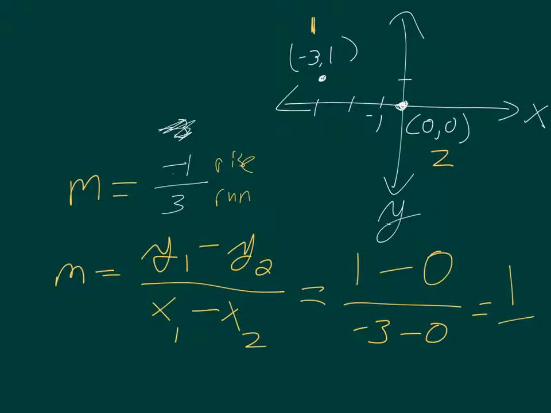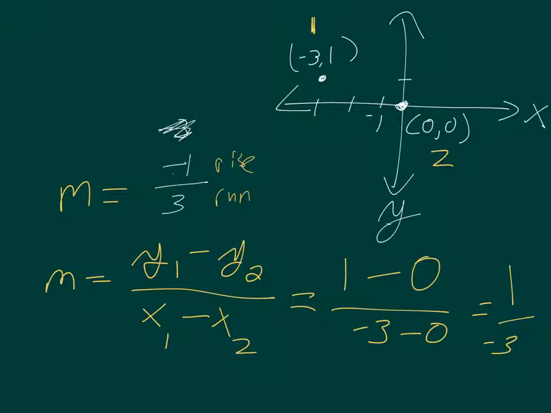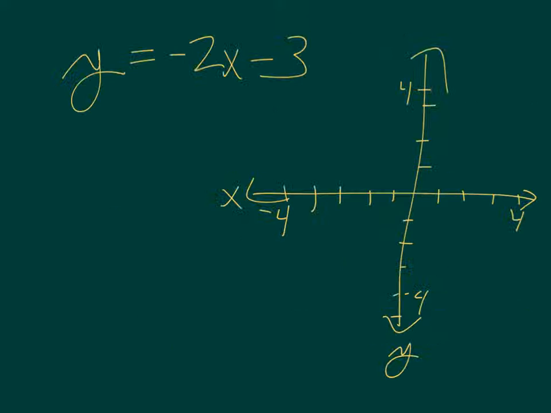Negative 3 minus 0 is negative 3. And then 1, oh, I'm not going to be able to shrink those up. 1 divided by negative 3 is negative 1/3, which is what we had over here. It's the same thing, yay! So now I've got this equation y equals negative 2x minus 3.